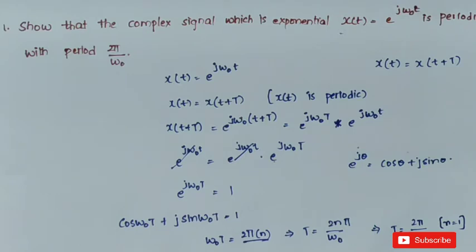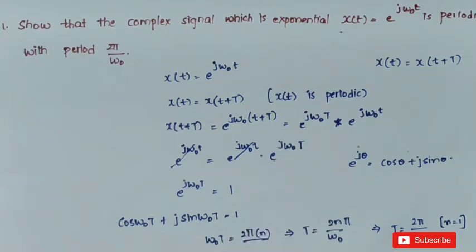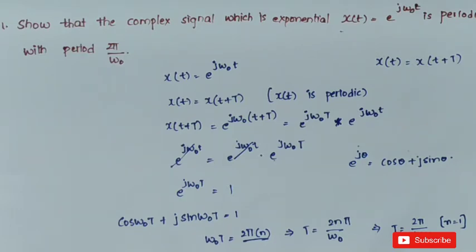Once again I will explain the problem. For a signal to be periodic, the condition is x of t is equal to x of t plus T. Here x of t is given as e power j omega naught t. So we know that x of t is equal to x of t plus T. Substitute that value: x of t plus T is equal to e power j omega naught into t plus capital T. Then it is e power j omega naught t into e power j omega naught capital T. So if you equate x of t and x of t plus T, we will get e power j omega naught capital T equal to 1.